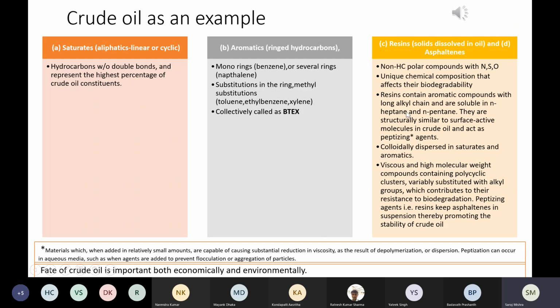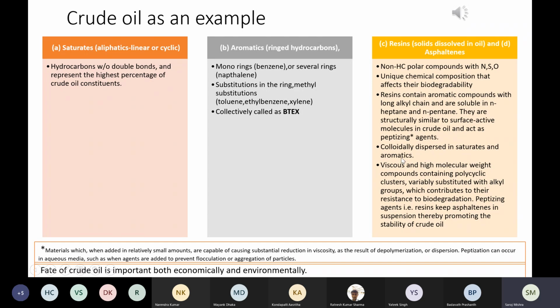Okay, so please try to read it and try to understand. Resins are aromatic compounds, except that they are soluble in long chain hydrocarbons like heptane and pentane, and they are very structurally similar to surface active molecules which are present in crude oil. They act as peptizing agents, in other words, they cause a reduction in the viscosity, resins, etc., and they are colloidally dispersed in the saturates and aromatics.